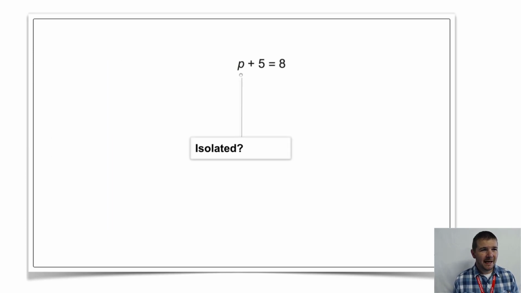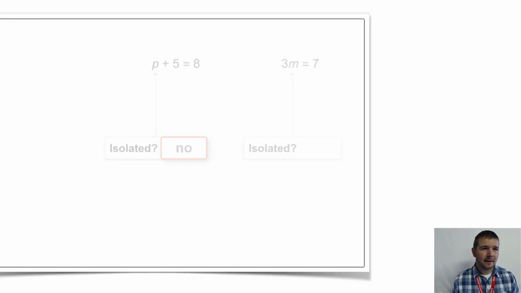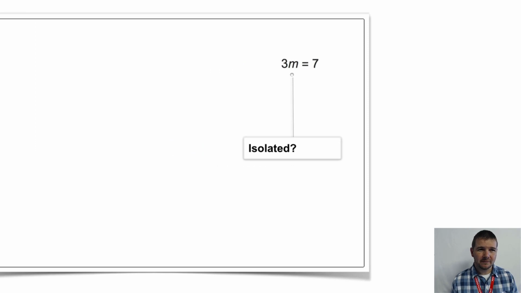Next, p plus 5 equals 8. Is it isolated? No, we have the plus 5. We're adding a constant to the variable p, so that variable is not isolated. Third, 3m equals 7. Is the m isolated? Nope, it's being multiplied by 3. We need a coefficient of 1, or no coefficient showing at all, in order to consider that variable isolated.